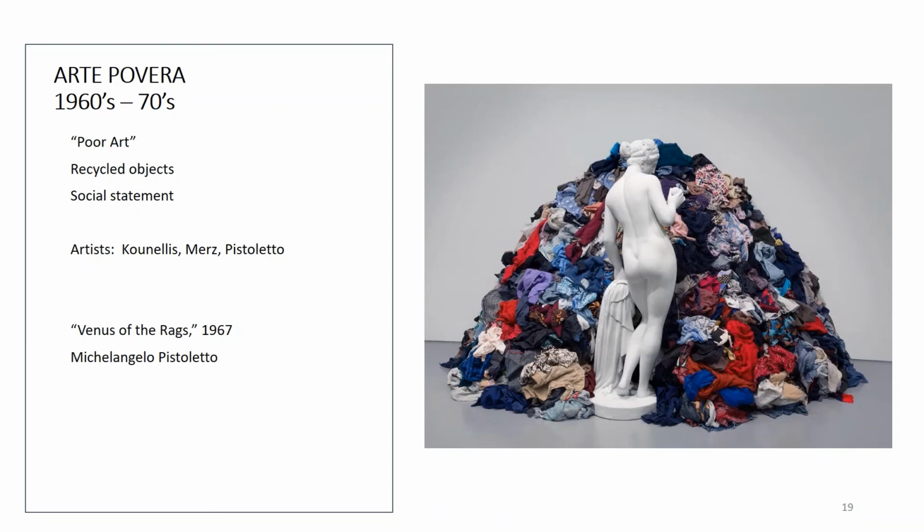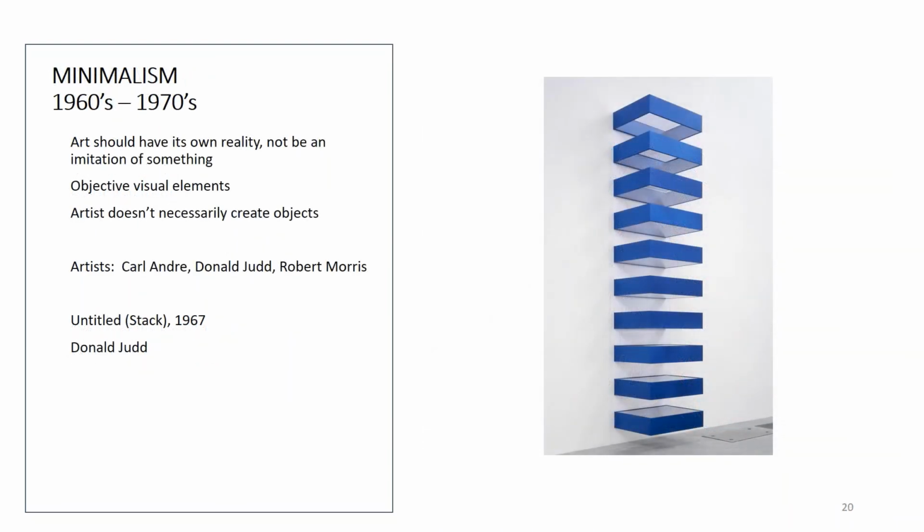Like Arte Povera before this, Minimalism is a response to consumer waste and materialism and the fact that things are so much easier to acquire now. Artists were rebelling against this, and they felt that art should have its own reality. In other words, it didn't have to imitate or be based on anything in particular. So they use a lot of objective visual elements, and the artist doesn't necessarily have to be the one to create these elements. The example I've given you here is a piece by Donald Judd.